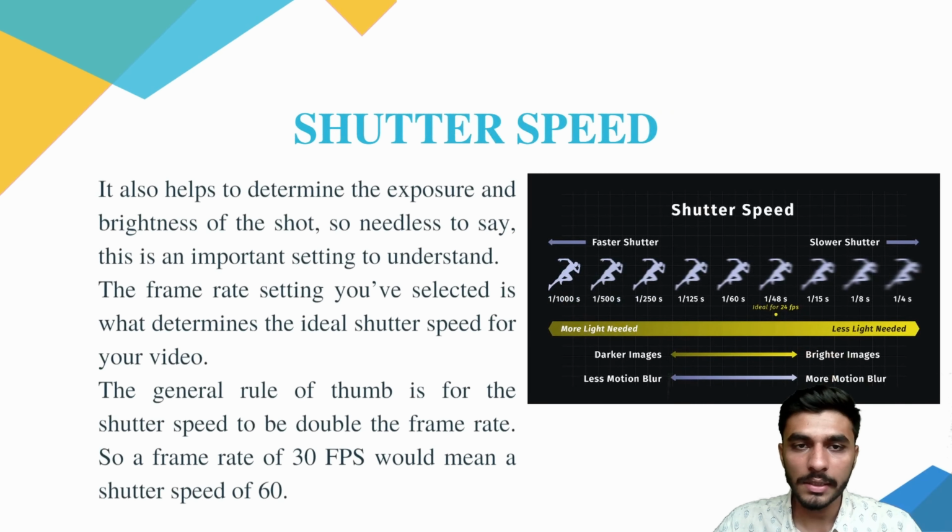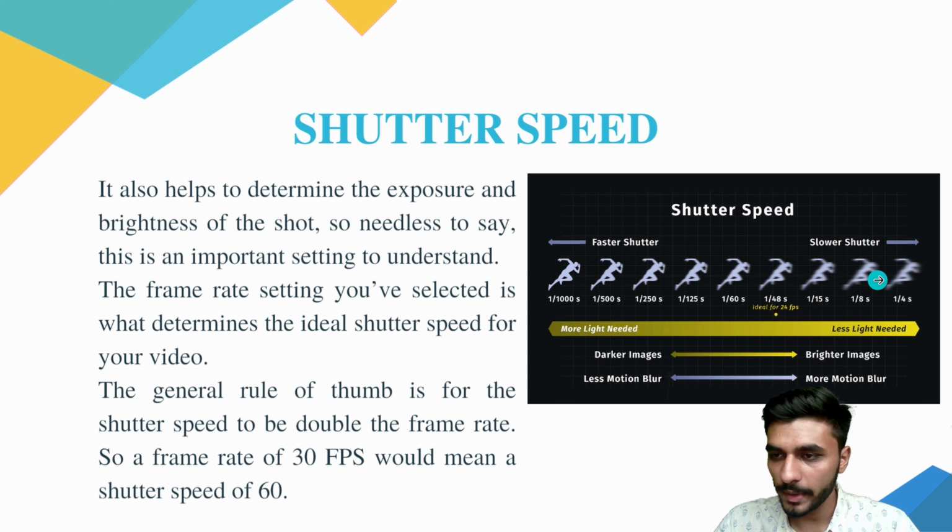The next setting is shutter speed. It also helps to determine the exposure and brightness of the shot, so needless to say, this is an important setting to understand. The frame rate you have selected is what determines the ideal shutter speed for your video. The general rule of thumb is for the shutter speed to be double the frame rate. So if your frame rate is 30 FPS, that would mean a shutter speed of 60. You can see in the photo attached that a slower shutter speed will have a somewhat blurry image, while a faster shutter speed will have a precise image.